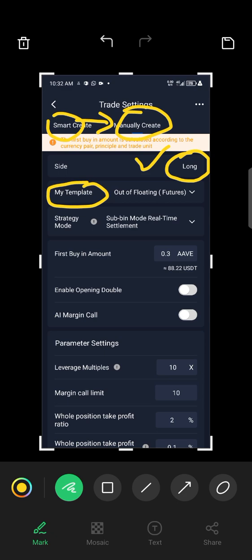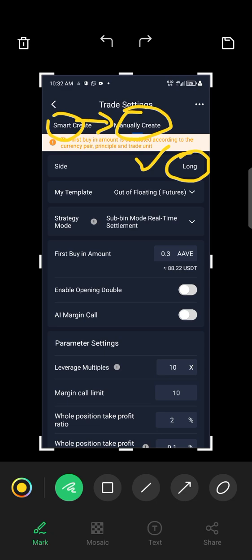And then on the strategy mode, we would have to change from whole warehouse to sub-bin real-time settlement. Remember, this is where the game changer on the strategy is. If you don't activate this one, you will not see the effectiveness of the strategy, or the Dr. Lartey strategy that we're talking about. So that is what you do.